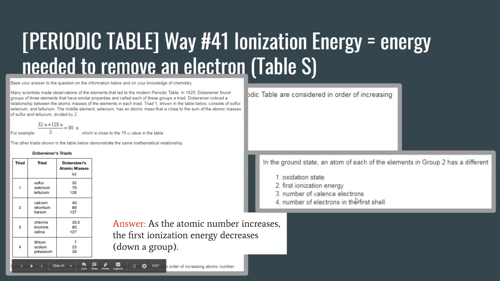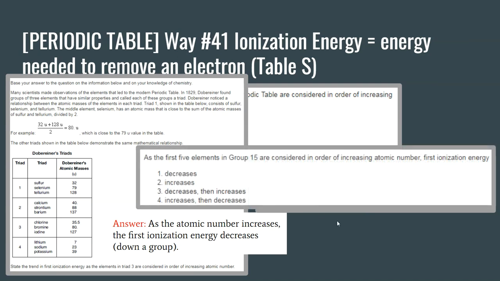In the ground state, an atom of each of the elements in group 2 has a different... If you look on your periodic table, group 2 all has the same oxidation state, positive 2. They also have 2 valence electrons, the last digit in their electron configuration. And the number of electrons in their first shell is always 2. That's the first digit indicated in their electron configuration. The only thing that makes the most sense is first ionization energy, which is the correct answer.